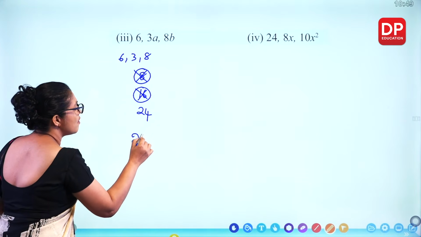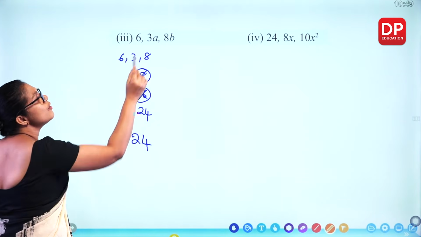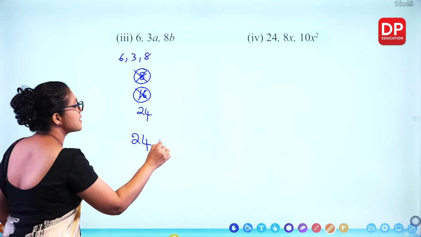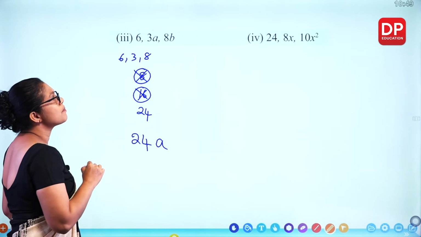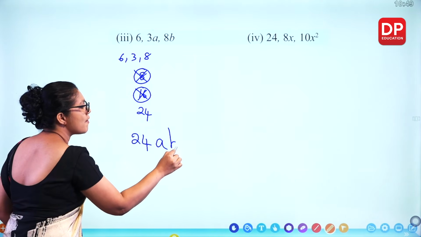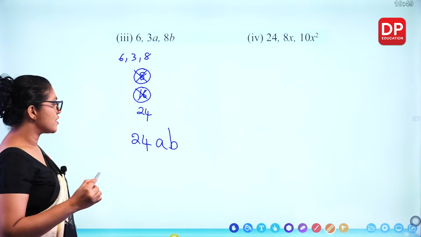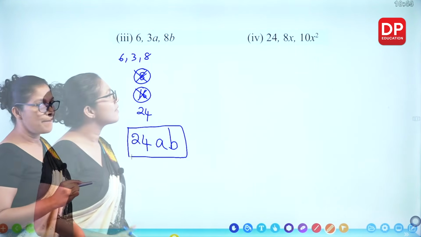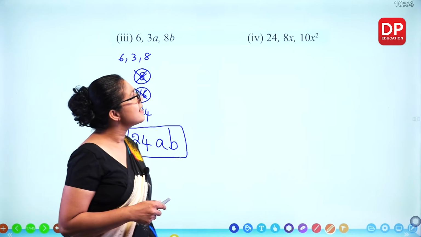So 24 is the least common multiple. So here the number is 24, and look at the highest power of a and the highest power of b. What's the highest power of a? That's power of 1. What about the highest power of b? Power of 1. So the answer for this one is 24ab.